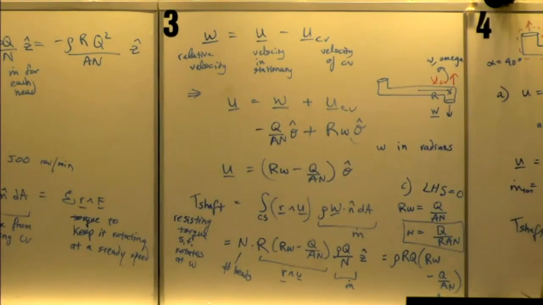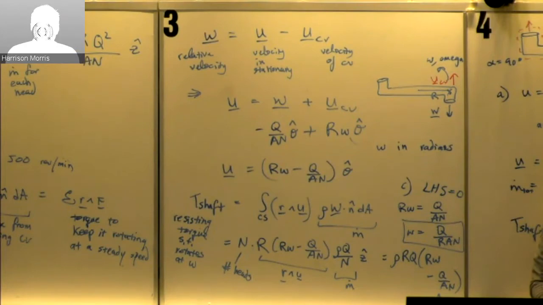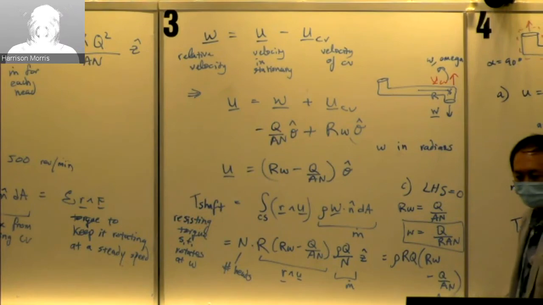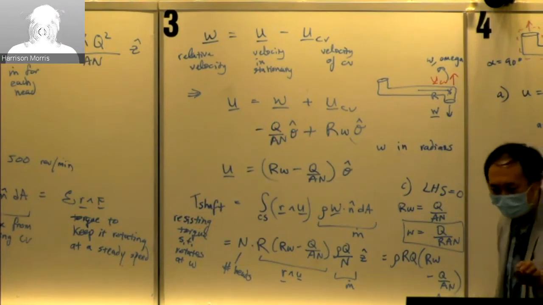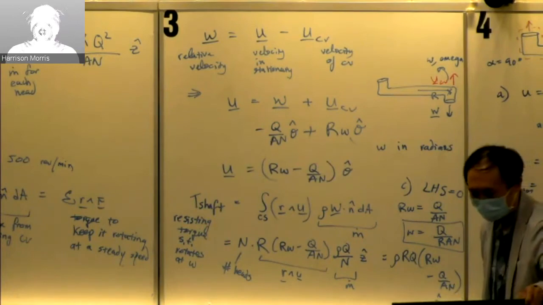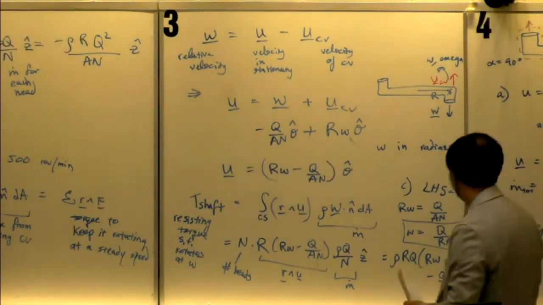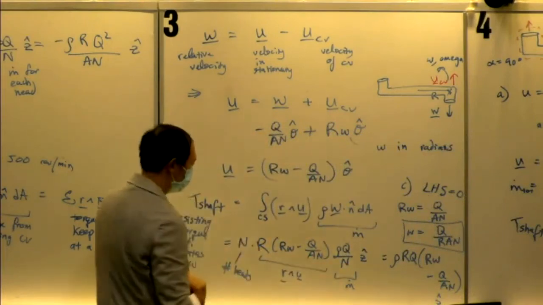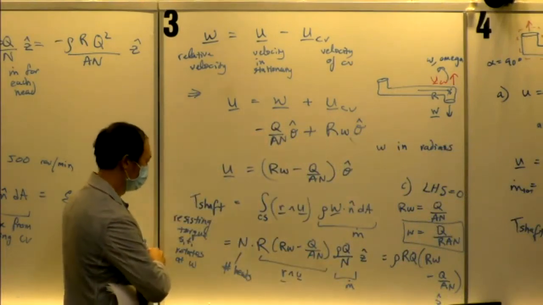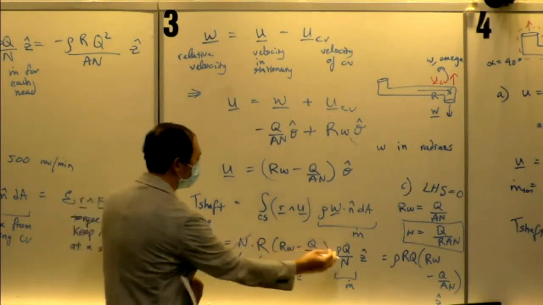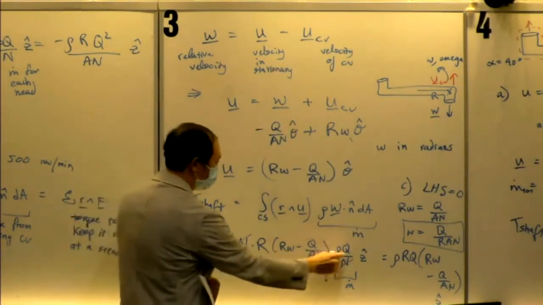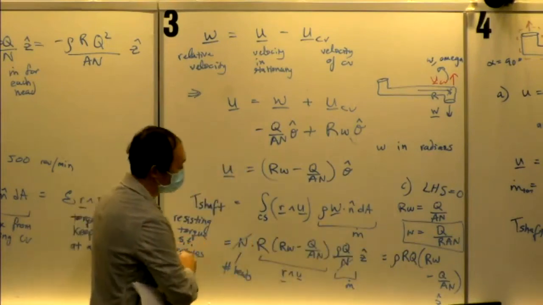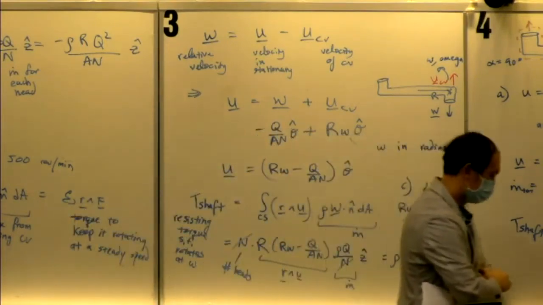Hey, Doctor Who? Yeah. In that last value at the very bottom of the page, that rho RQ times R omega minus Q over AN, where is that rho RQ coming from? There's a z hat under there. I kind of did a Frankenstein of this R and this R. So these ends cancel, and then the remainder is that. So it comes from part of the m dot and from the number of heads. Yep, I got it. Thank you.